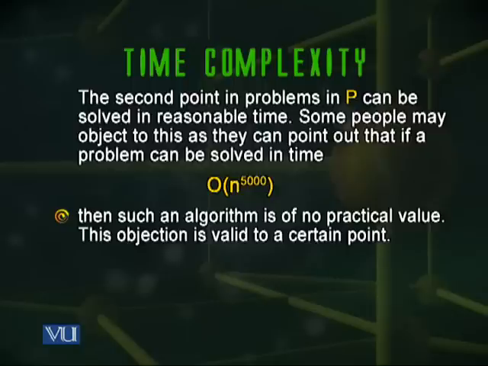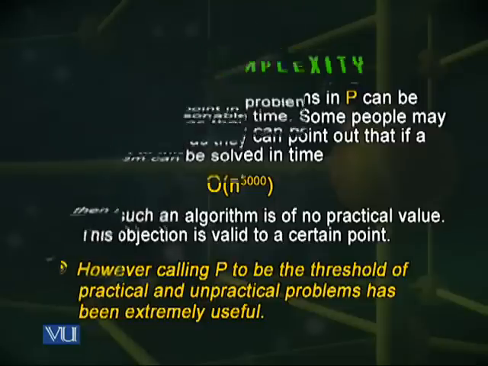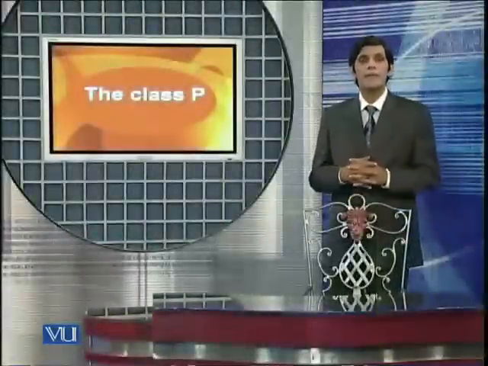This objection is very valid to a certain point. However, calling P the threshold of practical and unpractical problems has been extremely useful. There are other classes also that are used for the same purpose in complexity theory. Let's now look at our first example of a problem that is in P.